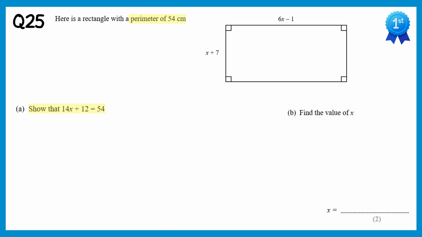If we look at the rectangle, we can see it's x plus 7 on the side and 6x minus 1 on the top. Since it's a rectangle, the other sides opposite those must also be the same lengths. So we end up with an x plus 7 on the right and a 6x minus 1 on the bottom.